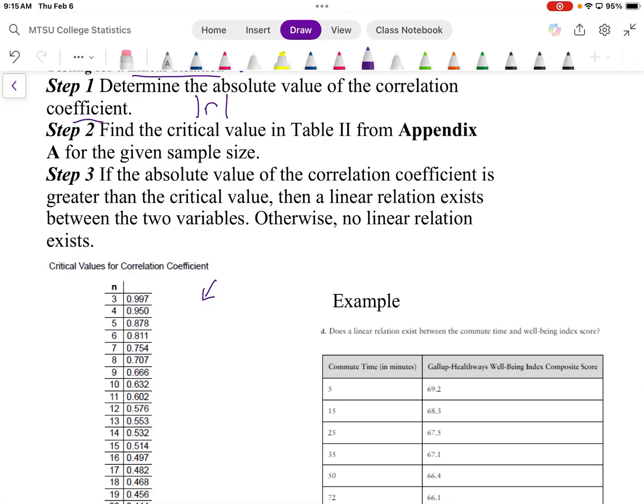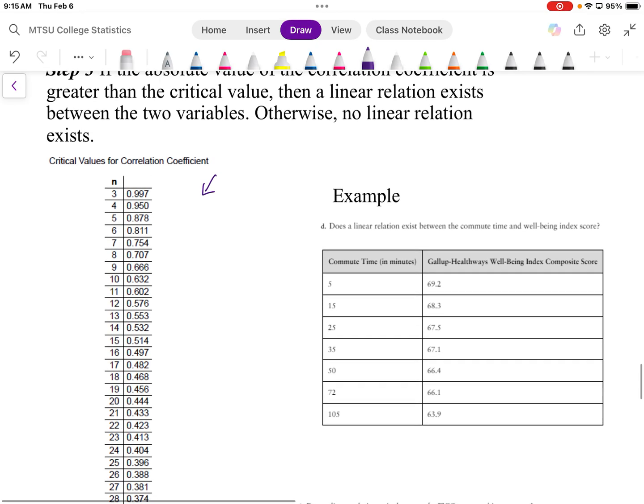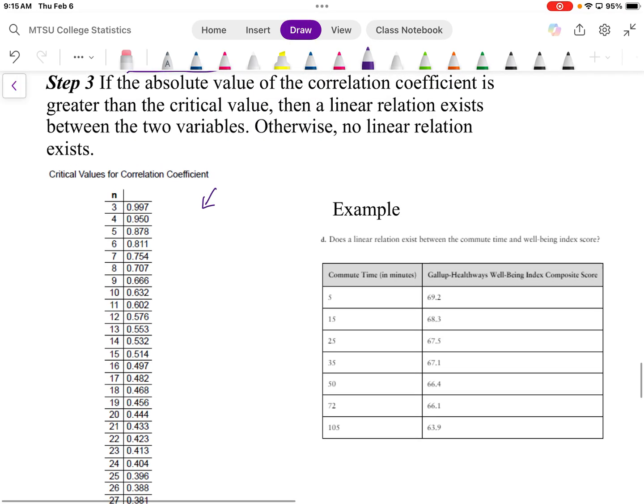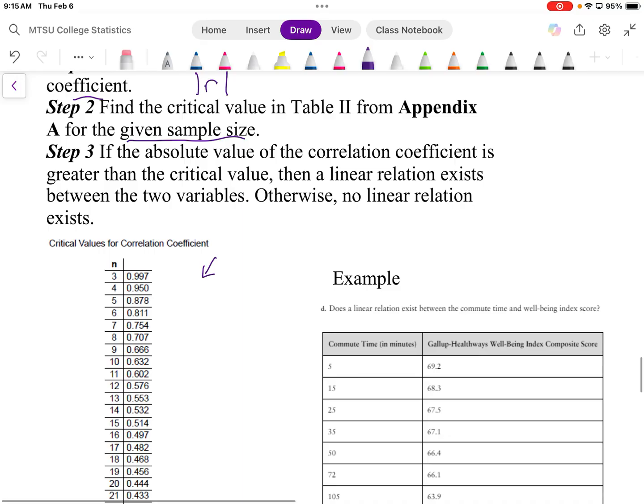Now you basically have to figure out, what is the sample size that you're given? You go down to that line, whatever your sample size is. Is it 5? Is it 10? And then you compare. If the absolute value of the correlation coefficient is greater than the critical value, these are my critical values, that's what it's referring to, then a linear relationship exists between the two variables. Otherwise, no linear relationship.